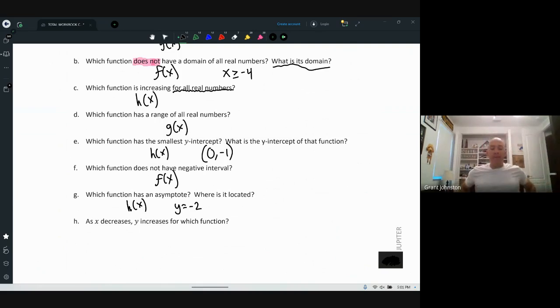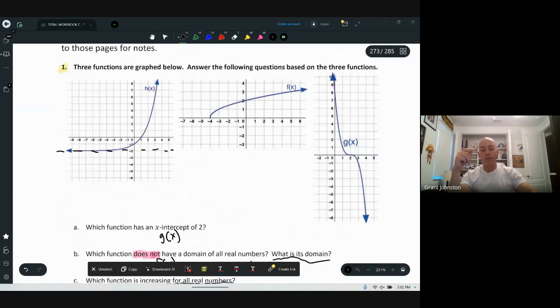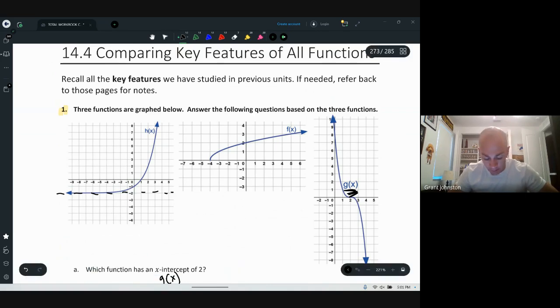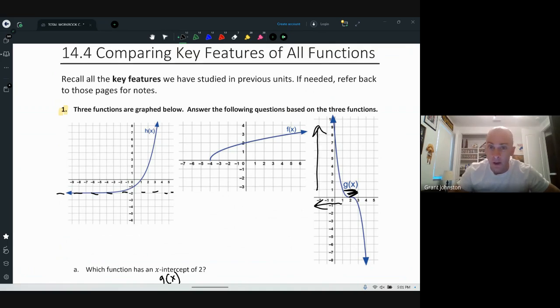H says, as x decreases, y increases for which function? Okay, as x decreases, that means we're going to the left. As x decreases, y increases. So which one, as we go to the left, does y increase? It goes up. I'm going to go with G for that. G of x. As x decreases, as we're going this way, going to the left, y increases. It's going up. So definitely G of x.